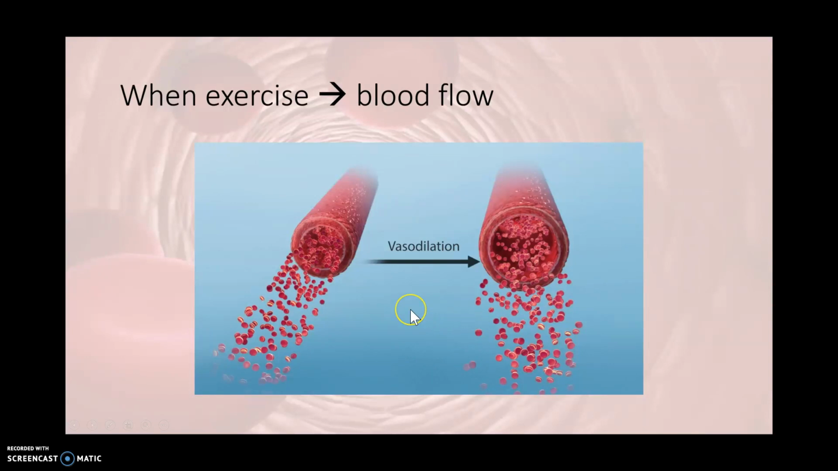right? So we will decrease vascular resistance. We are changing luminal size. So the lumen here, right, where blood flow is coming through the lumen, we're going to change the luminal size. This then changes resistance. So less resistance equals more blood flow.